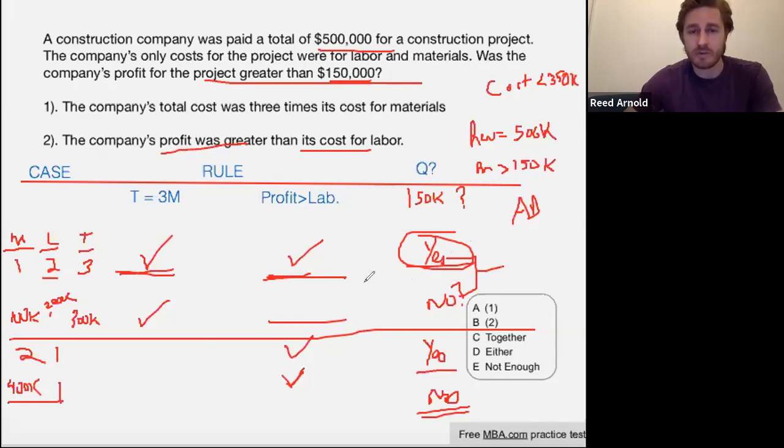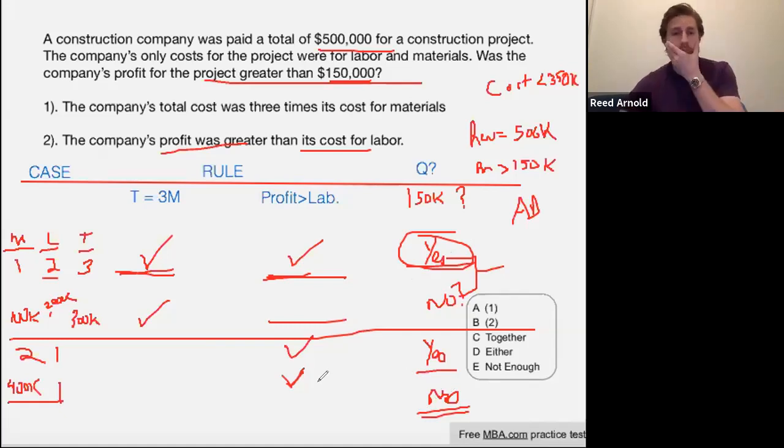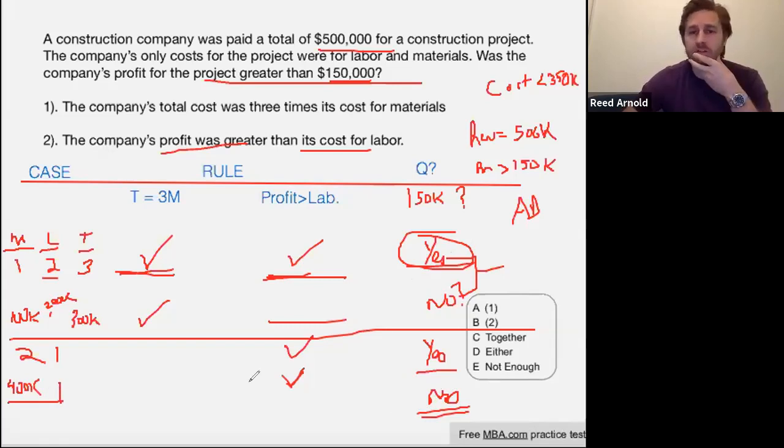So now we want to see if we can find a case where I don't have $150,000 in profit, where the answer is no to the question, where the costs are more than $350. So let's say the profit was $150. Let's go to the extreme. Let's say it was not greater than $150,000. I'm having to organize my thoughts here. So that means the costs were $350.